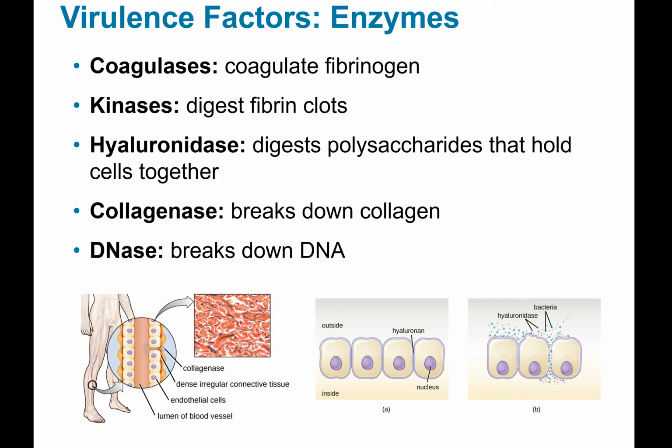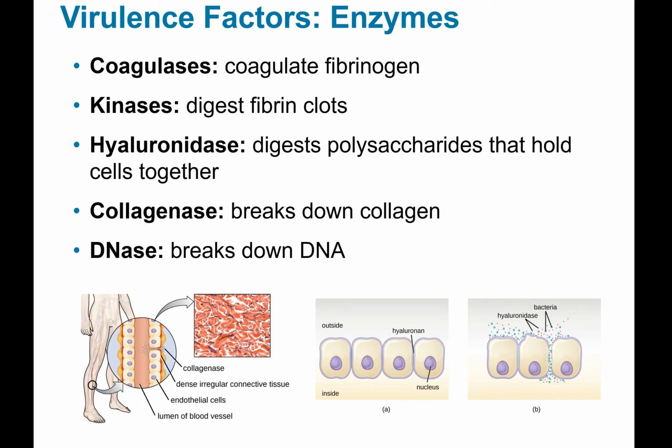And then once the bacteria do attach to our cells and invade our tissues, or are starting the invasion process, they can be making various substances, especially enzymes, that can help them in that invasion or infection process. So these are also virulence factors. They're listed on number 3 of the study guide as enzymes: coagulases, kinases, hyaluronidase, collagenase, and DNase.